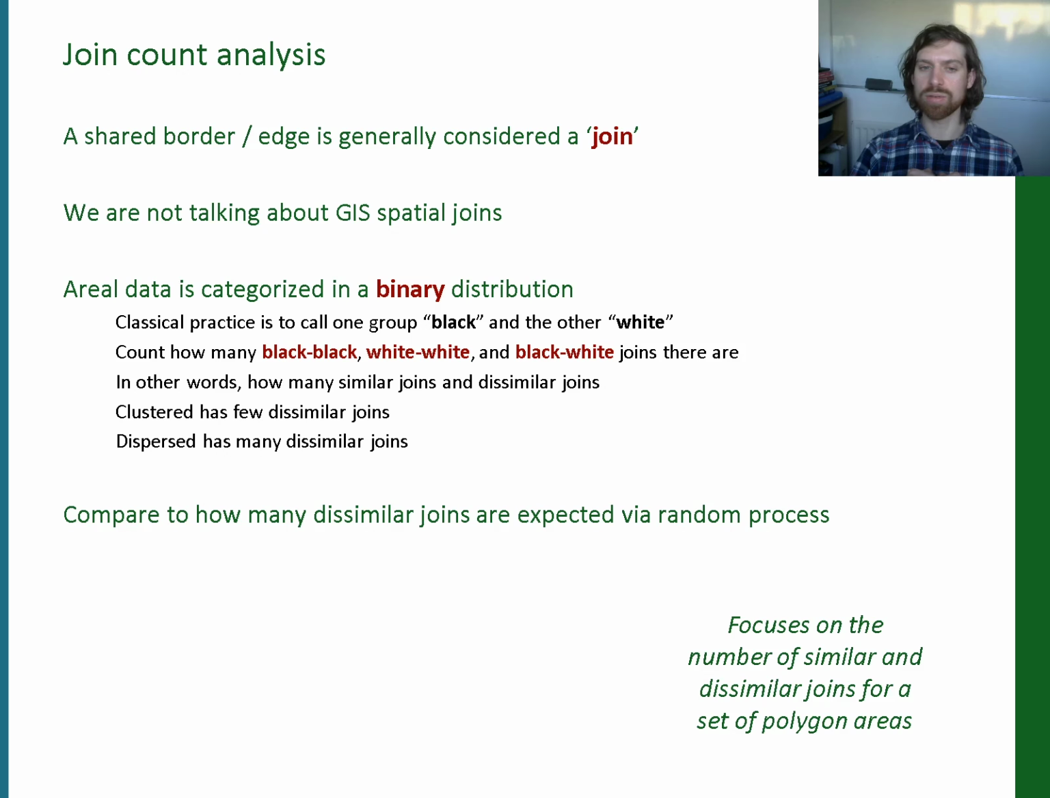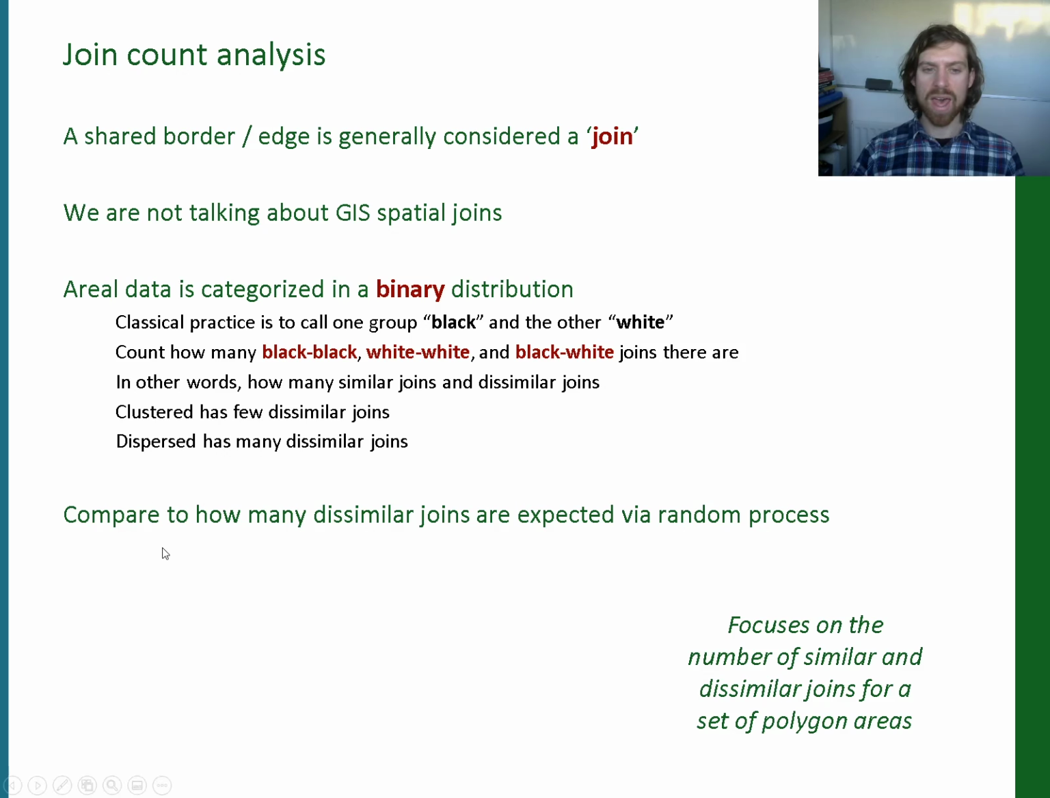So this was defined back in a day before color printers, so having black and white joins is one of the easiest ways to delineate the difference when you've only got black and white printed textbooks. So essentially you're able to count these different joins and understand how many joins are similar or dissimilar. And that provides you with some understanding of how clustered the areas are. So if you've got few dissimilar joins, then your areas are more clustered. Whereas if you've got many dissimilar joins, then your areas are more dispersed, essentially.